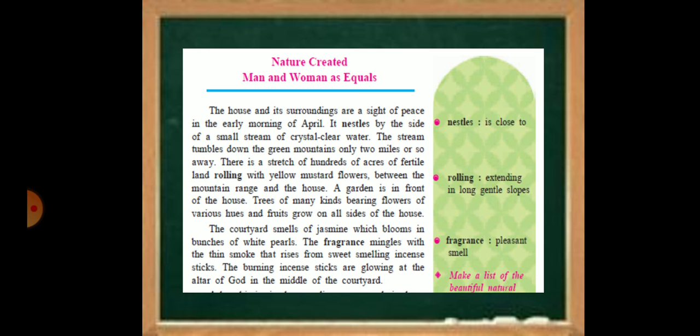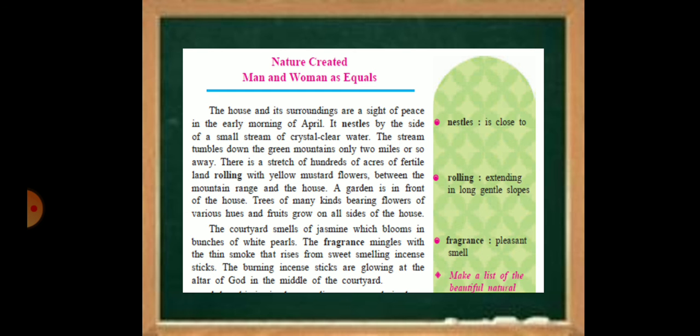Lesson 2.2, Nature created man and woman as equals. The story opens with a bright morning. The house and its surroundings are a sight of peace in the early morning of April. It nestles by the side of a small stream of crystal clear water. Nestles means it is very close to, and if we talk about nestles of a place, it means the house is situated in a half hidden or sheltered position.